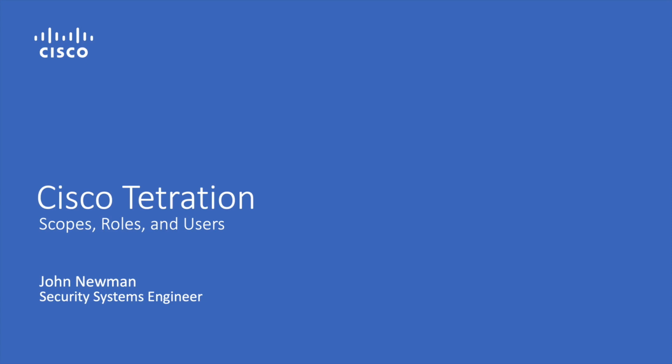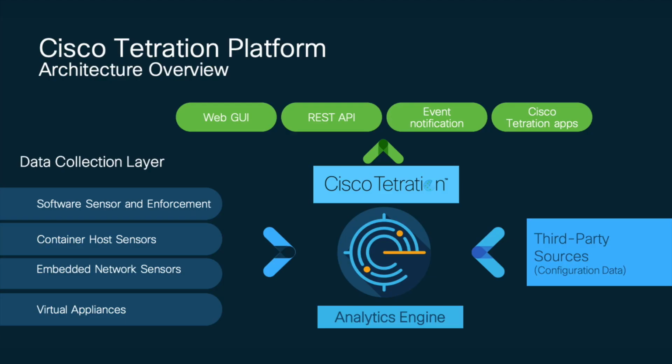Today we're going to talk about Tetration, specifically the scopes, roles, and users and how they are implemented within the system. As a quick reminder, Tetration is our system that ingests and analyzes traffic within your network, typically around cloud infrastructure as well as your data centers. So we're not looking just north-south, but we can also see the east-west traffic.